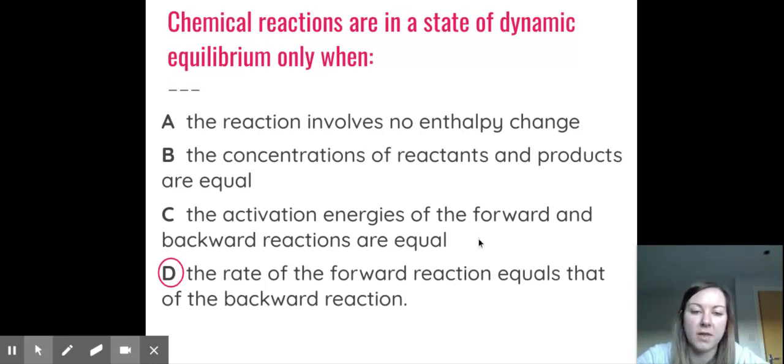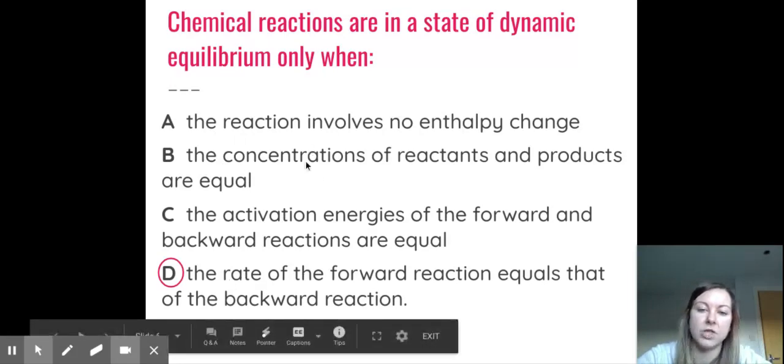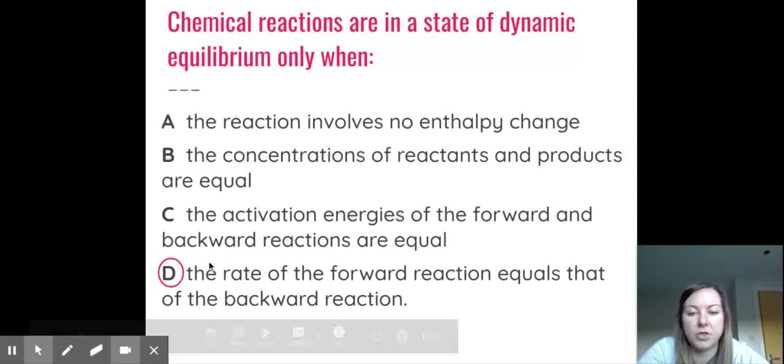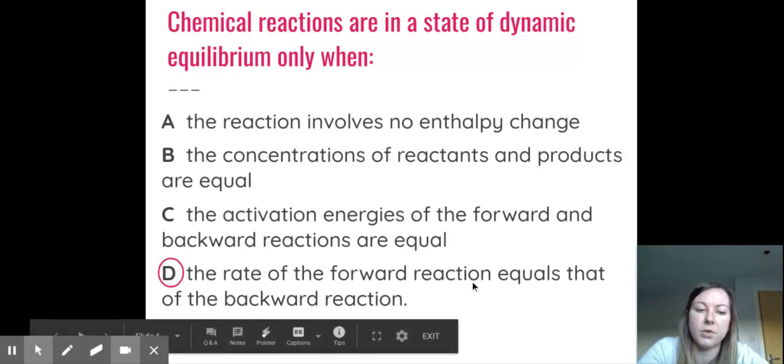The rate of the forward reaction equals that of the backward reaction. Lots of people will get this wrong because they get the rate and the concentration mixed up. They will look at this in a panic and find the word equal and immediately pick B. So you need to be really, really careful in these questions and make sure you look for the rate of the forward reaction equal to the backward reaction and not the concentration.